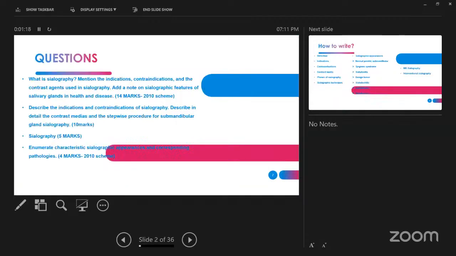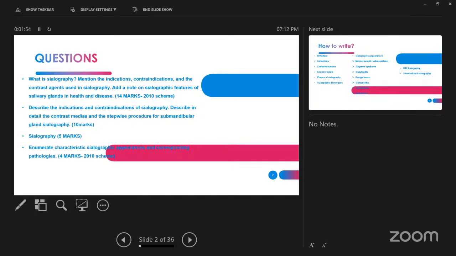Coming to the questions, in the 2010 scheme, xylography was asked as an essay question. That is, what is xylography? Mention the indication, contraindication, and contrast agent used in xylography. Add a note on xylographic features of salivary gland in health and disease. Then again, it was asked as a 10-mark question. Describe the indication, contraindication of xylography. Describe in detail the contrast media and the stepwise procedure for submandibular gland xylography.